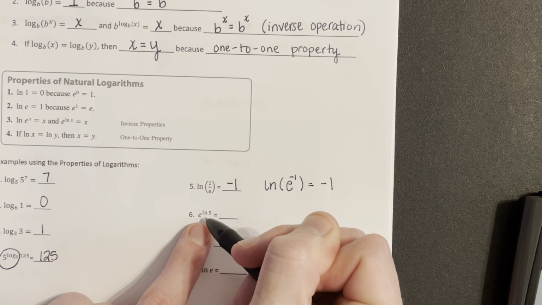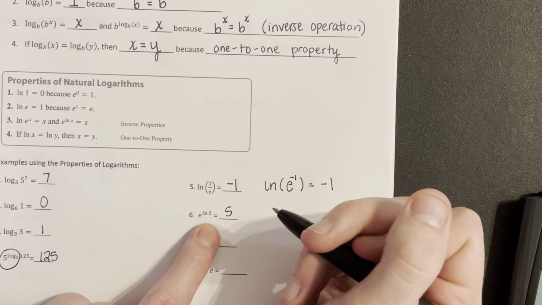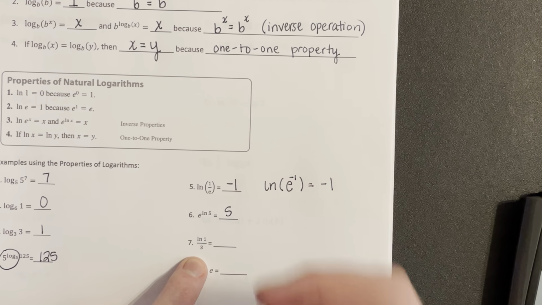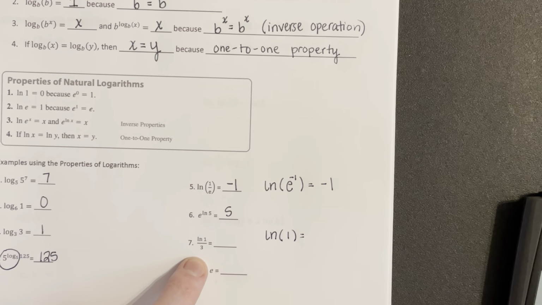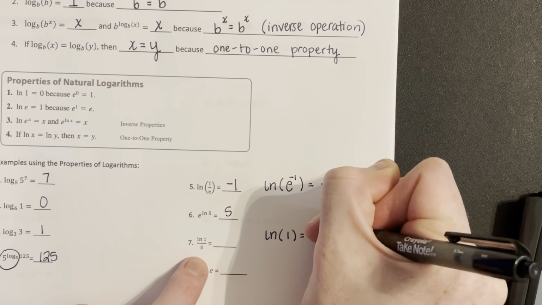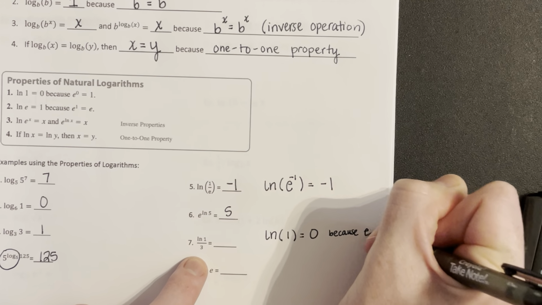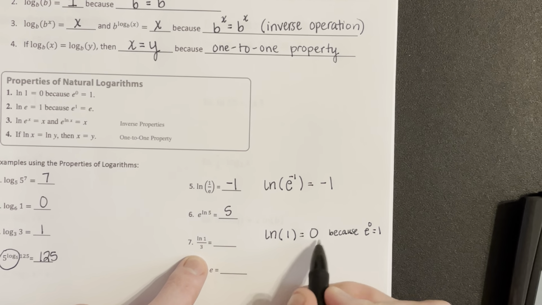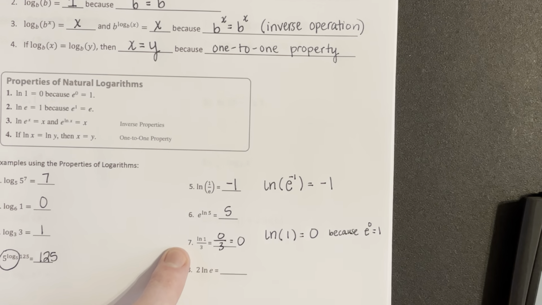Similarly, e to the ln, so e to the natural log of 5 is just going to equal 5 because that's still an inverse property. Now, natural log of 1 divided by 3. That looks a little bit different, but let's look at what is the natural log of 1. The natural log of 1 is always going to equal 0 because e to the 0 equals 1. So what we're saying is we have 0 on top divided by 3. And 0 divided by 3 is still just 0.